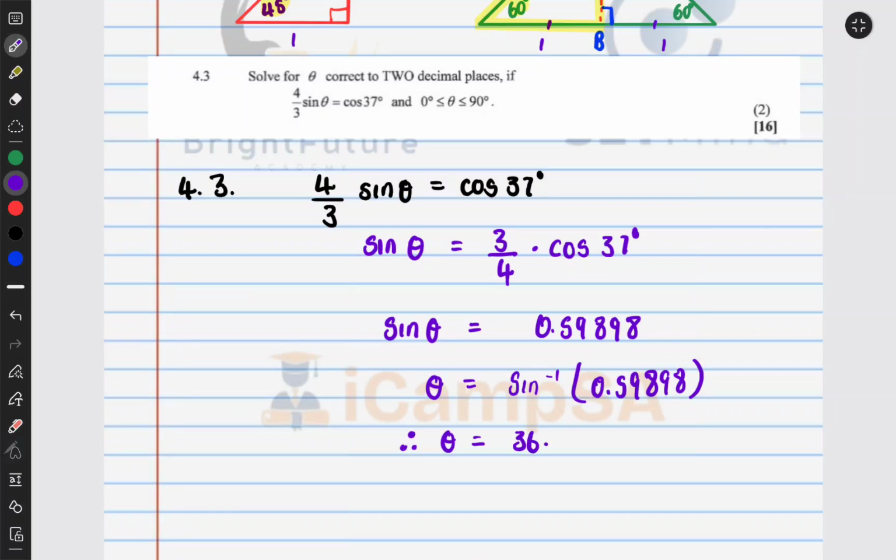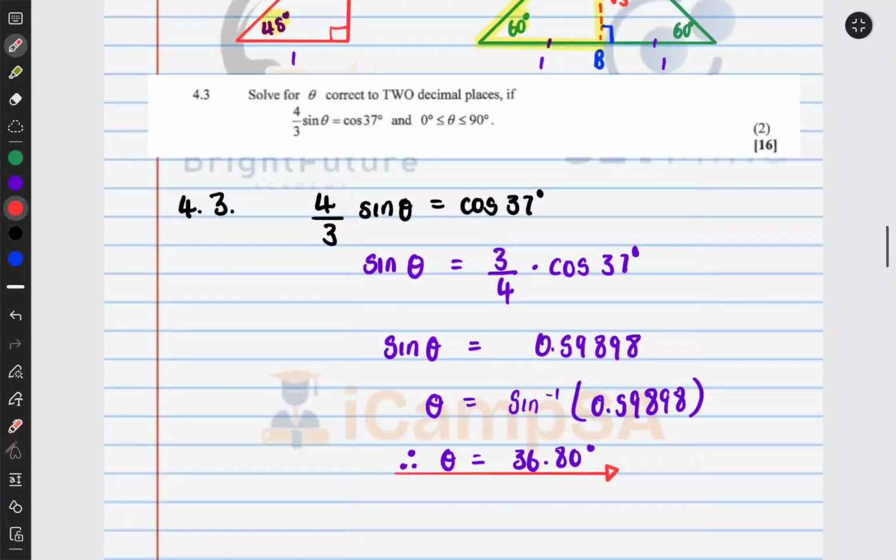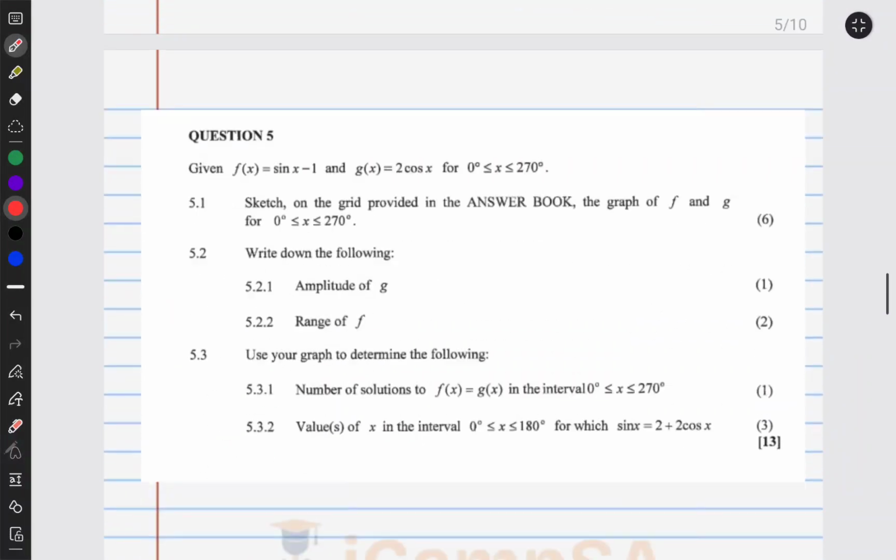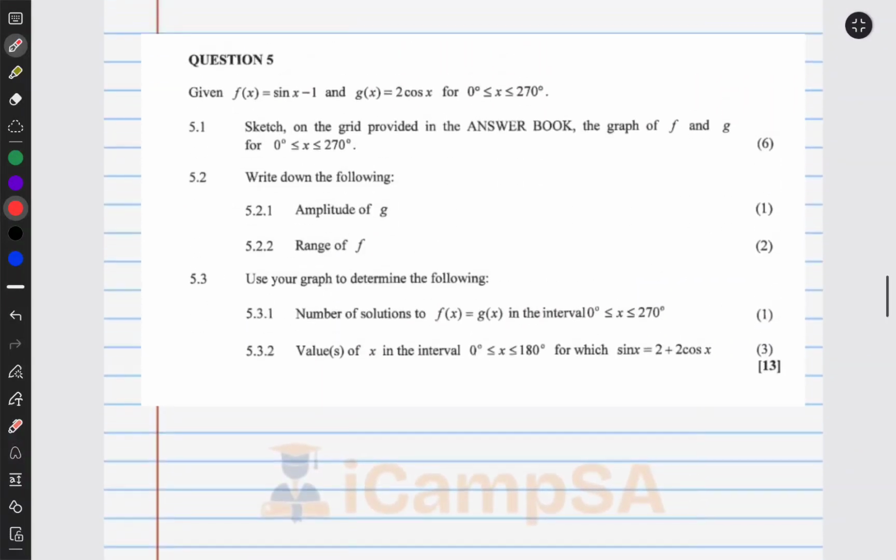Theta is equal to 36.80 degrees. That is your theta. Pretty straightforward, I hope. Okay, so that marks the end of question 4. Let's go ahead and do question 5.